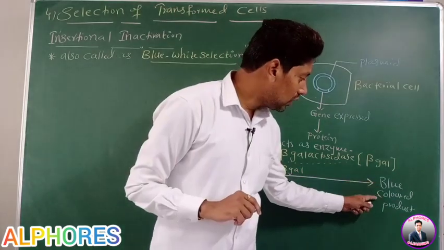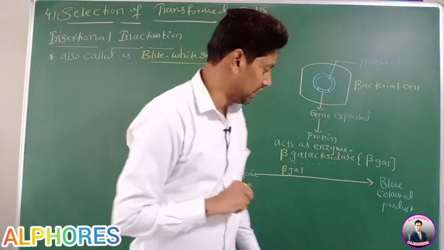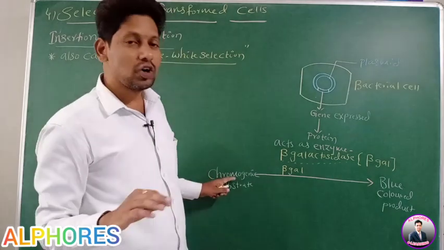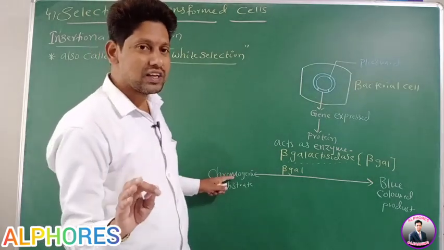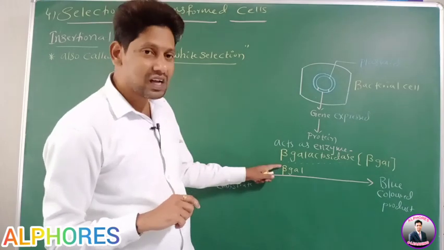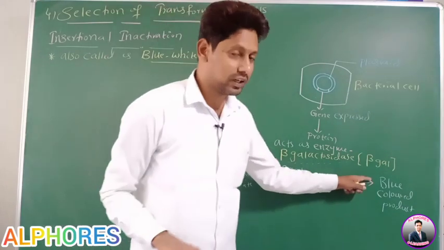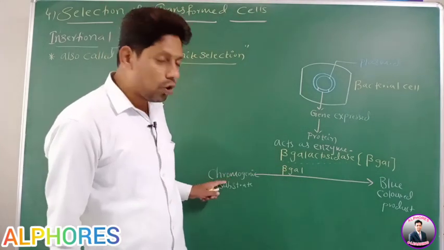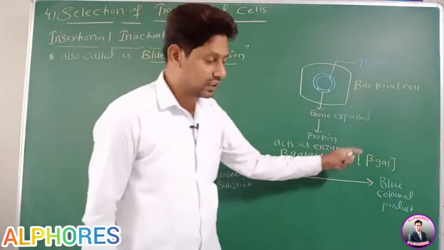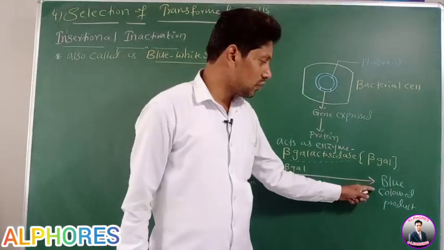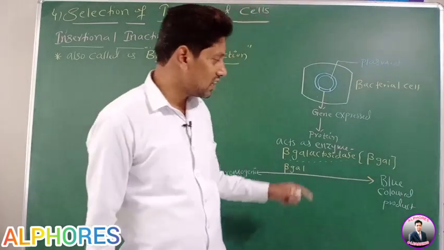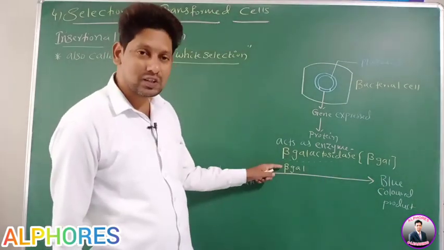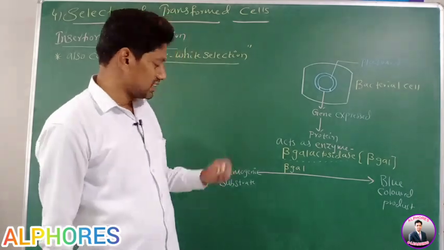To get a blue colored product, what are the requirements? Number 1, beta galactosidase enzyme should be there. Number 2, chromogenic substrate should be there. If chromogenic substrate is there but beta gal enzyme is not there, you won't get blue colored product. If beta galactosidase enzyme is there but chromogenic substrate is not there, you won't get blue colored product. Therefore, to produce blue colored product, beta galactosidase enzyme should be there, and chromogenic substrate should be there.